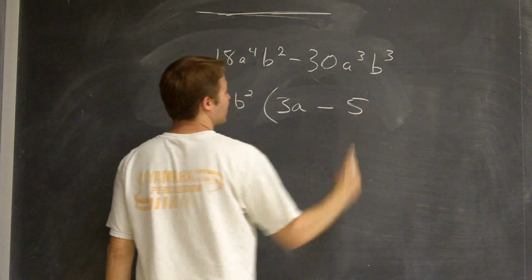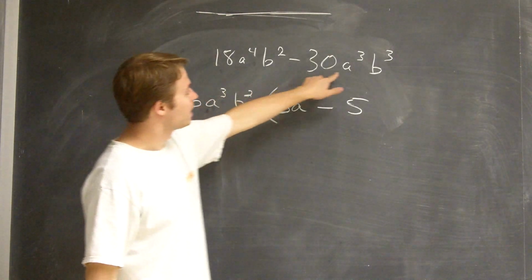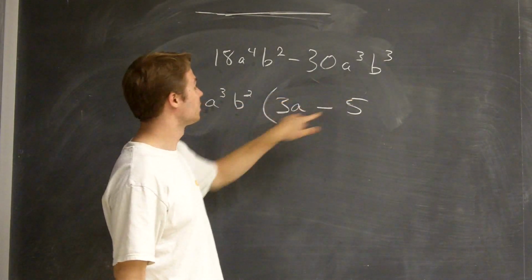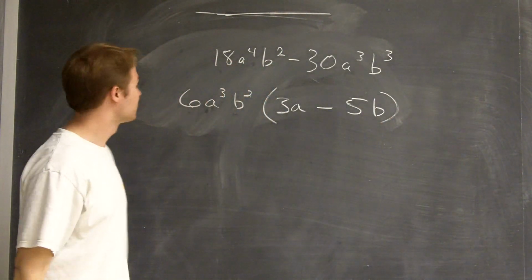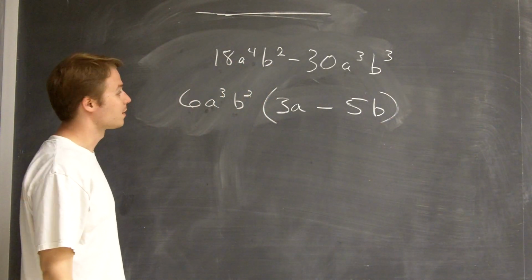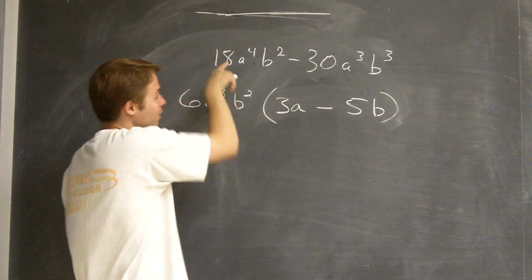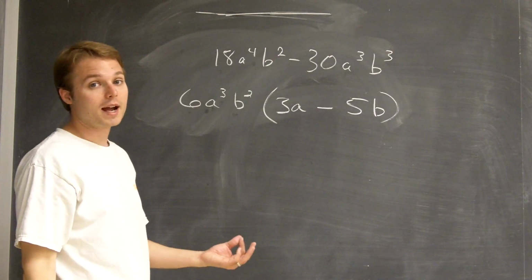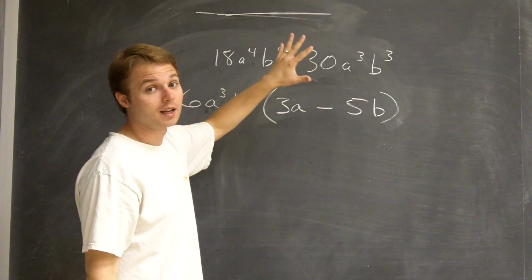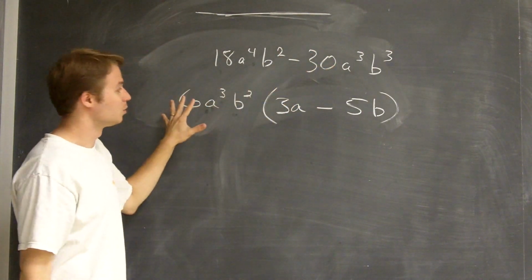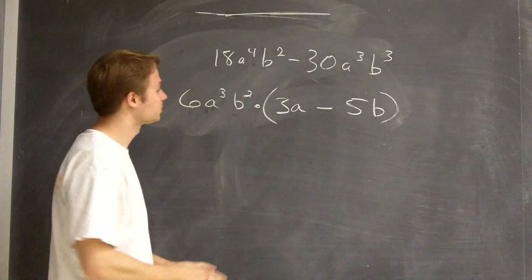Here, I need to multiply by a negative 5 to get back to negative 30. I already have 3 a's, a cubed, so I don't need any more a's here, but I do need one more b. So my expression becomes this, 6a cubed b squared times 3a minus 5b. And again, you could distribute this back out and you should get back to the original. The idea of all this factoring is we're taking something that's only split up by addition and subtraction, and we're turning it into an expression that's split up somewhere by multiplication.